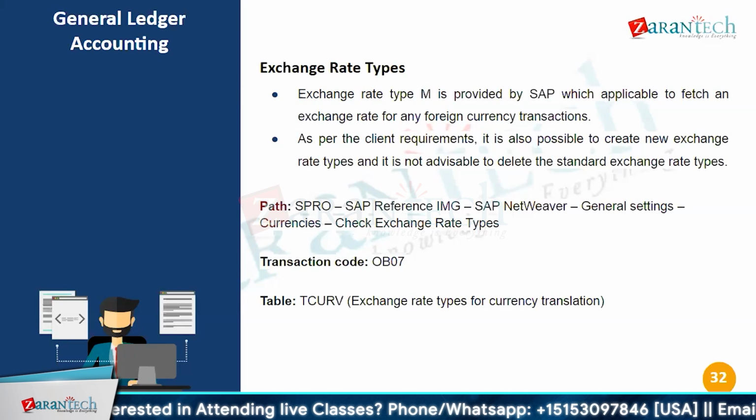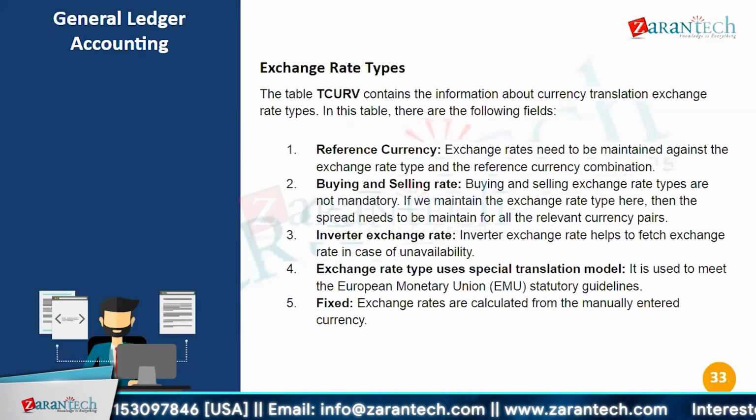For the exchange rate, we go to SAP SPRO, general settings, currencies, which we saw before, and check on exchange rate types, or T code OB07. All this information is given in your document, so you all should go and review it once. Exchange rate types in the system are reference currency, buying and selling rate, inverted exchange rate types used for special translation model, and fixed exchange rate type.